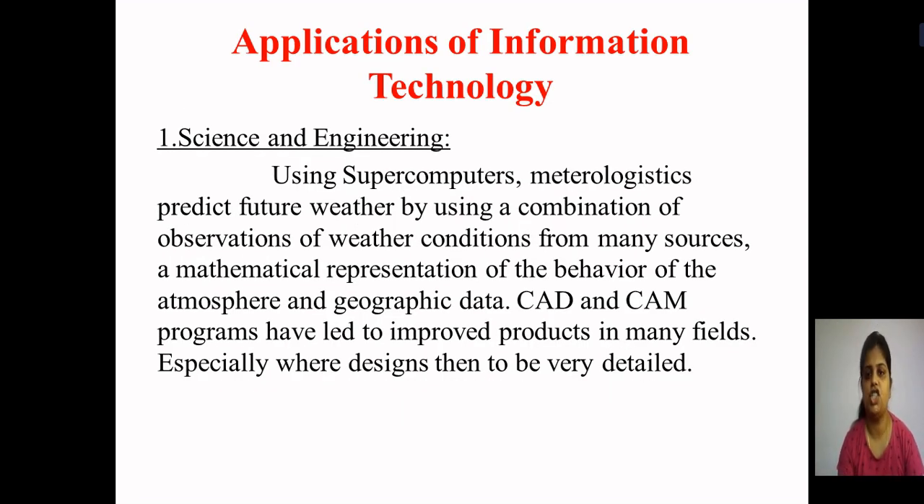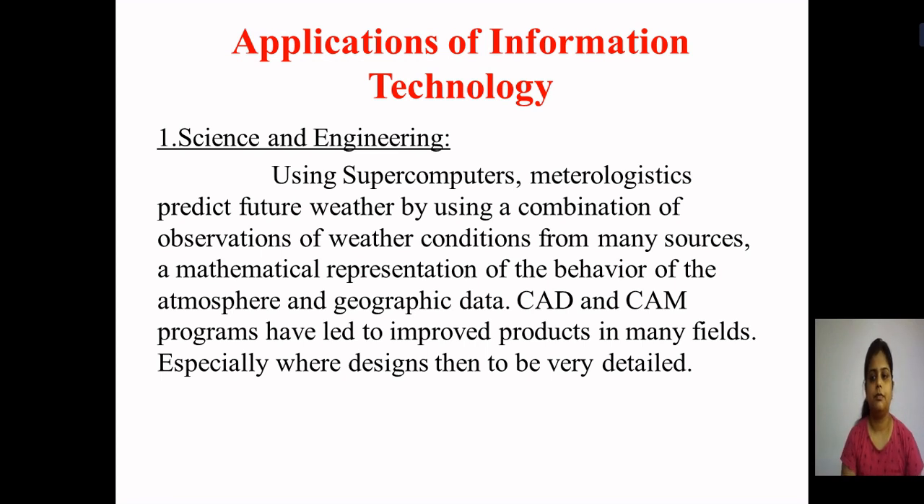Now next we will see the applications of information technology. What are the different applications of information technology, or where is this information technology mostly used? The first is science and engineering.